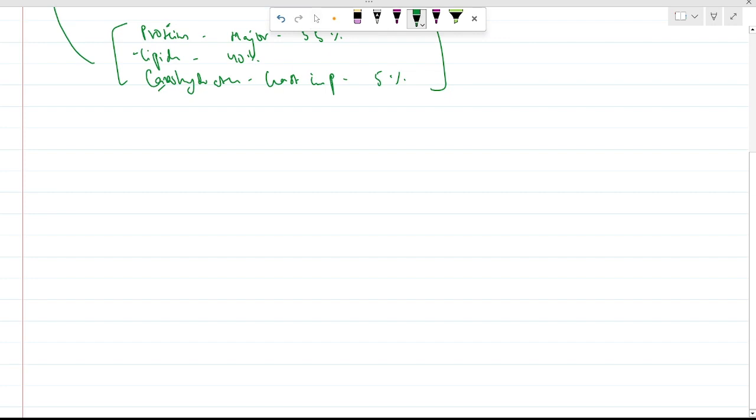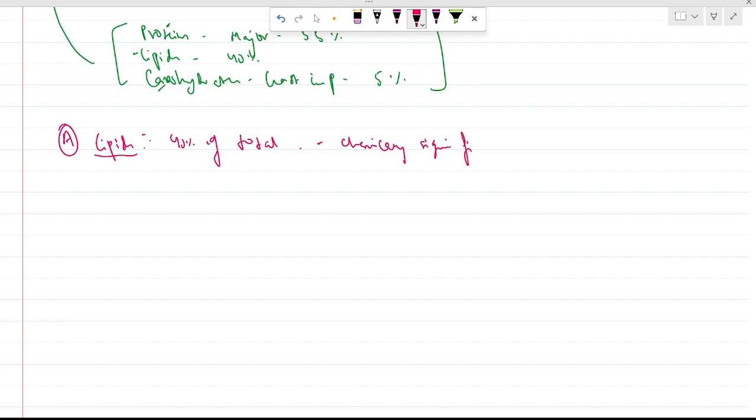The first macromolecule we are going to discuss is the lipids. As we know, the lipids constitute nearly 40% of total. These lipids are chemically significant. So these lipids are of three types. I'm going to see them now.